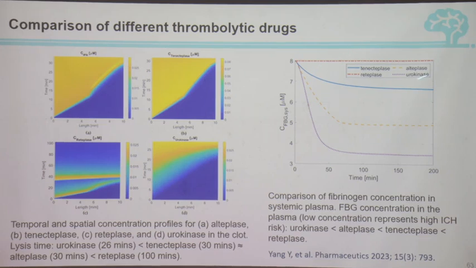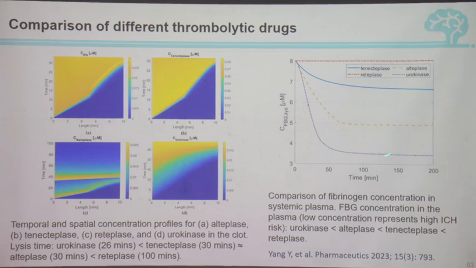And the blue one is alteplase. No, alteplase is the orange one. Sorry, I got it wrong. The blue one is tenecteplase, and the orange one is alteplase. So we can see that this new approved drug, tenecteplase, in terms of the risk of bleeding, is probably better than alteplase. This one is urokinase.